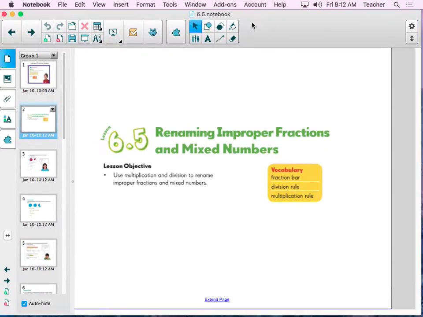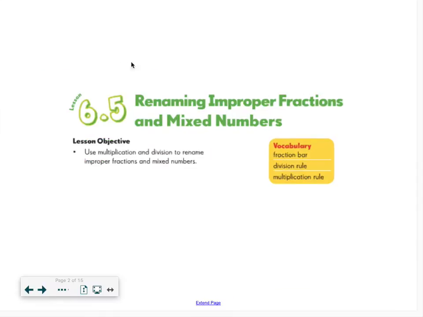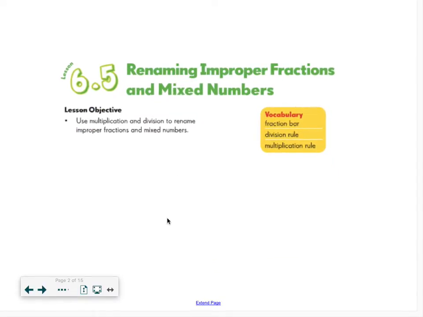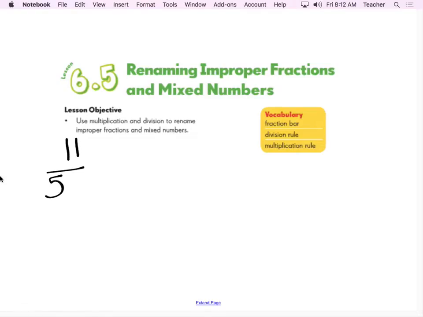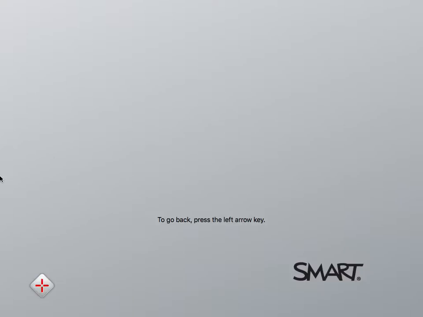Alright, hey guys, this video is going to be about improper fractions and how we change them to be a mixed number. First of all, if I say the word improper fractions, you should have a picture in your mind of what an improper fraction is. If you are like, I don't know, that's okay, but just as a reminder, an improper fraction would be something like 11/5, where you have a numerator that's bigger than the denominator.